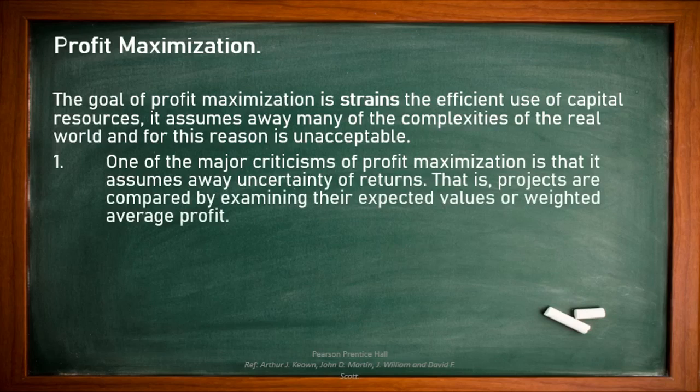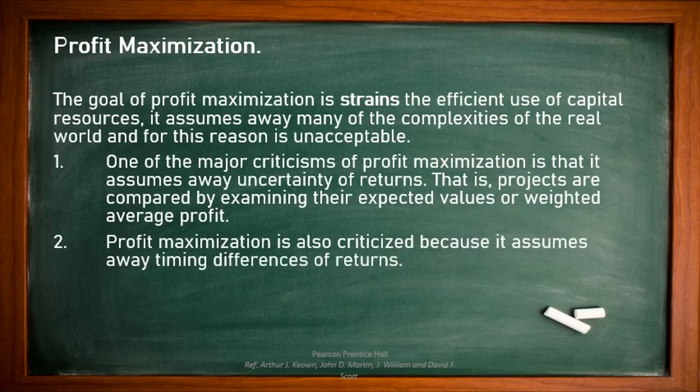The first reason: one of the major criticisms of profit maximization is that it assumes away the uncertainty of return. As I told you, we cannot say that after some days, after 1 year, after 1 month, we will get this much return. It's not fixed. It depends upon the customers' needs, market needs, whatever products and goods you sell, and accordingly you will earn the profit. That is, projects are compared by examining their expected value or weighted average profit. Weighted average profit means how much products are worth the profit. It is a multiplication. I will come back to this weighted average method in cost of capital and working capital chapters. You will get to know more. If you want, you can see those slides or that video.